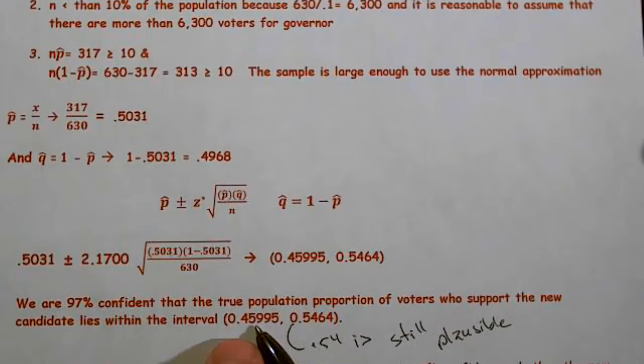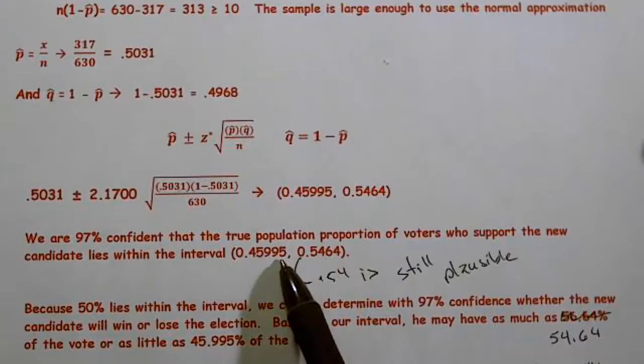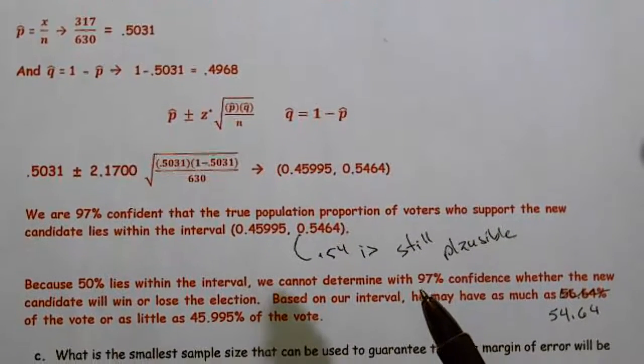go all the way down to 46%, and 50% is in there. And if you have less than 50%, you don't win the election. So it's possible they'll have less than 50%, which means they lose. Possible they have more than 50%, in which case they win. Almost evenly split.